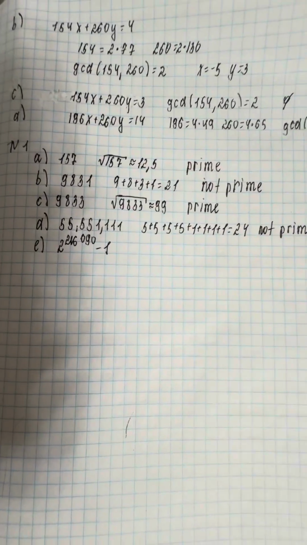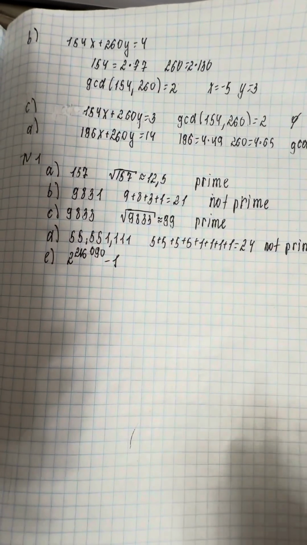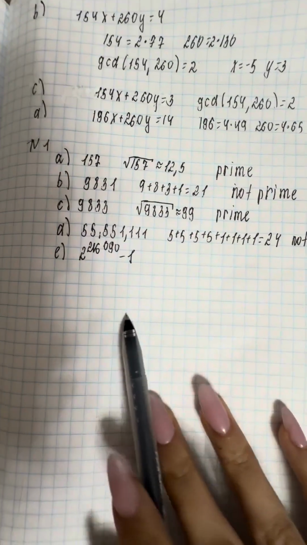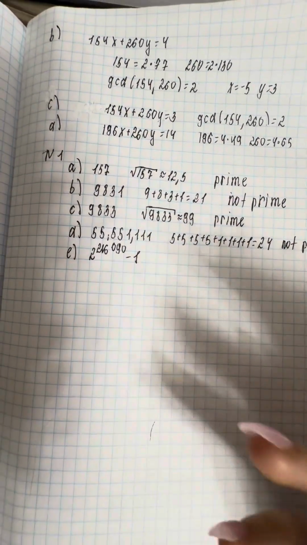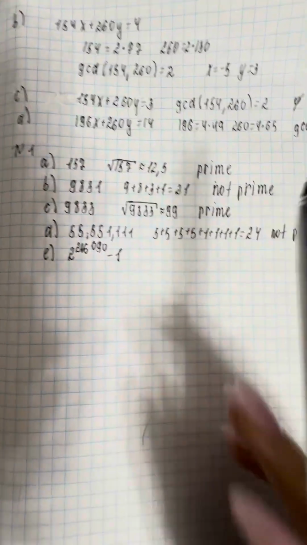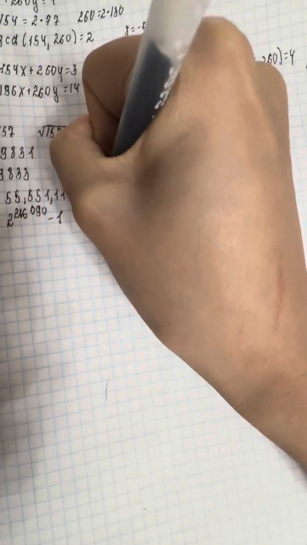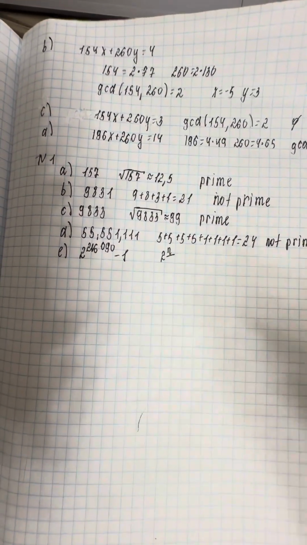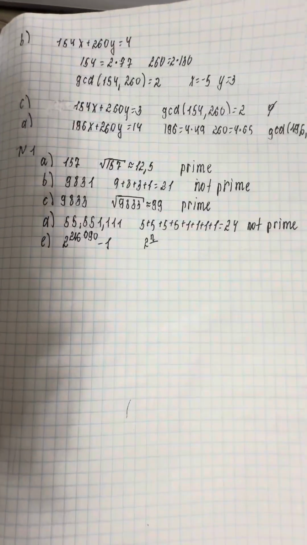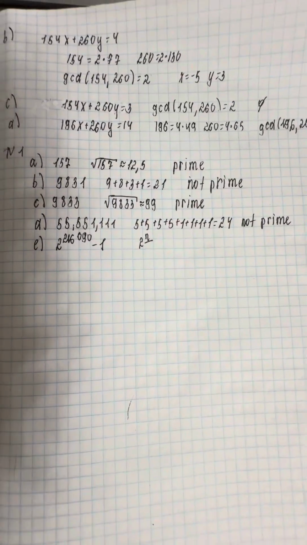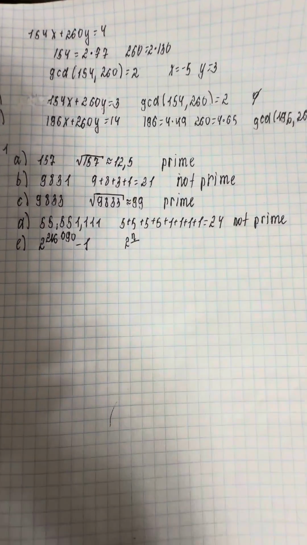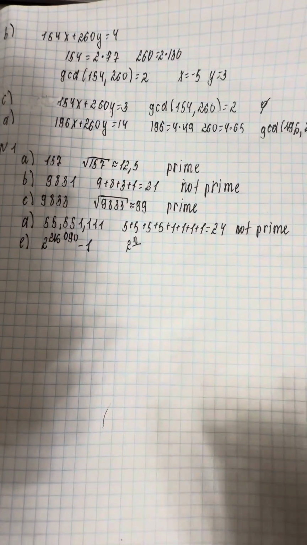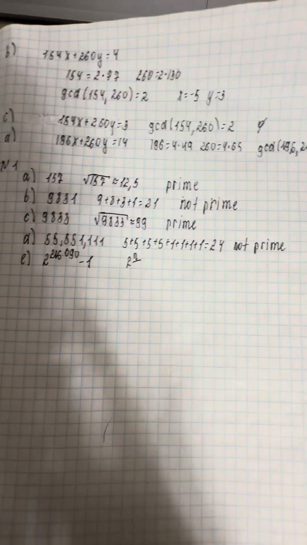Part E, numbers of the form 2 to the power n minus 1 are called Mersenne numbers. And Mersenne numbers can be prime only if the n is prime, but even then it is not always prime. Since this number's digit sum is divisible by 3, it's not prime.